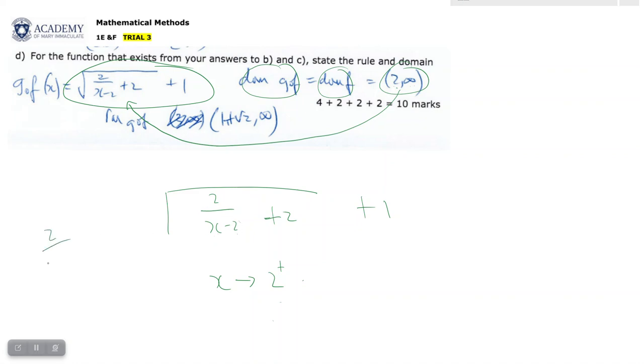If I got 2.0001, that's a huge number. I can approach 2 as close as possible. If I got 2 divided by 0.000001, you can see that's a huge number. So as I approach 2 from the right-hand side, this is going to approach infinity. So if I've got the square root of infinity, plus 2 plus 1, that's infinity. So the upper part of my range has to be positive infinity.